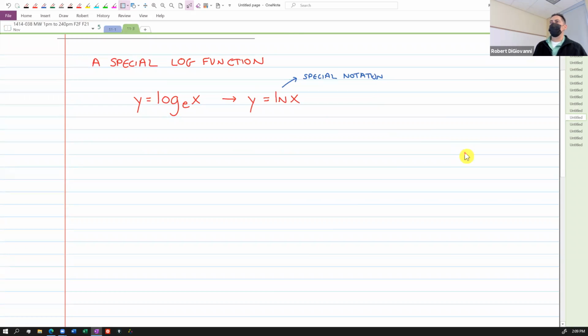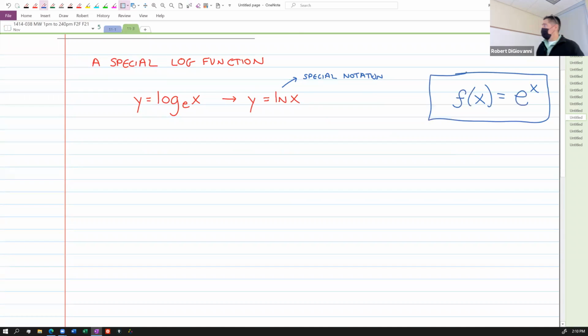A special log function. So we talked last class about a special exponential function, right? The special exponential function was e to the x. E to the x was the special one that we had last time. f of x equals e to the x. And I tried to explain why in calculus that's such an important function. But if we take its inverse, its inverse function would be this right here, wouldn't it? It would be the log function with base e. That's what it would be, right?